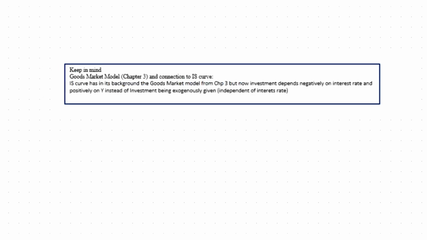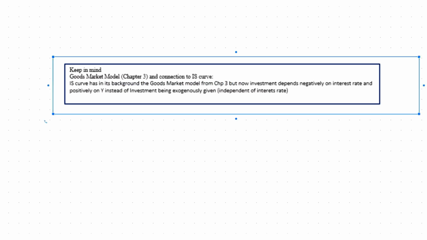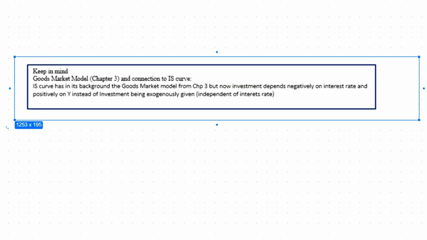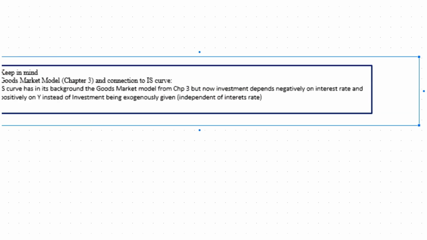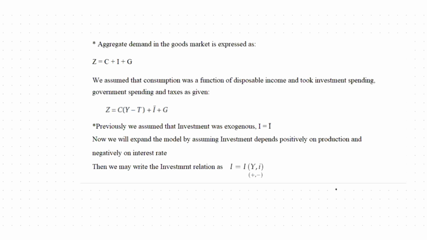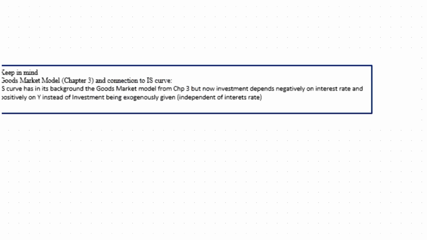Now, if we look at the goods market model and its connection to the IS curve, as we saw, the IS curve has in its background the goods market model from chapter 3. But now investment depends negatively on the interest rate and positively on Y instead of investment being exogenously given. Previously in chapter 3, we assumed that investment was exogenously given, I is equal to I bar, in our goods market model. But now we said we want to expand our model and we take investment to depend positively on Y and negatively on i. So the key thing to remember is that the IS curve has in its background our goods market model from chapter 3, but now instead of taking investment as exogenously given, I is equal to I bar, investment depends upon the interest rate.